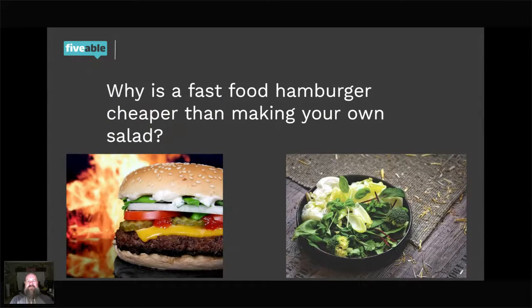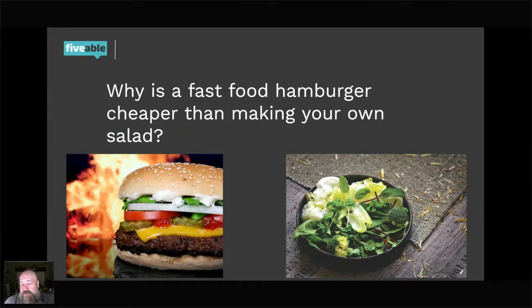So why is a fast food hamburger cheaper than making your own salad? Why is going to, insert your favorite fast food restaurant, why is it cheaper to get that fast food burger than it is to just make your own? Hey, Ethan, you're right. Government subsidized beef. They do subsidize the crops and everything else, don't get me wrong, but there's more subsidies on beef, making it cheaper to buy that.